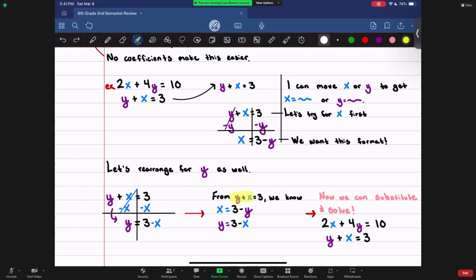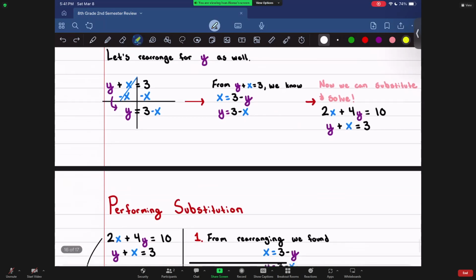So from our original statement of y plus x equals 3, we know that x is equal to 3 minus y and y is equal to 3 minus x. You notice we have two equations in the format that we want, right? Of x equals or y equals. We now know what those variables are. So now we can finally substitute and solve this problem, okay?